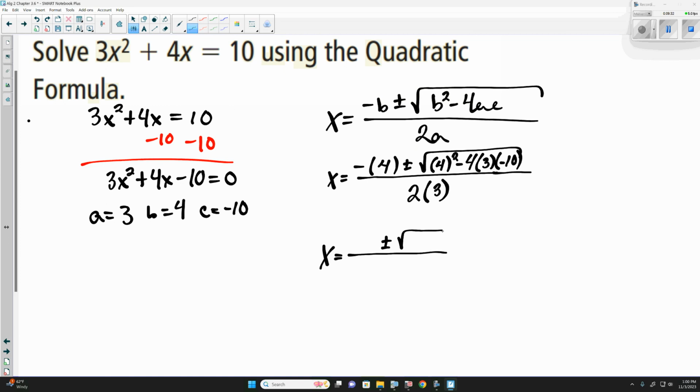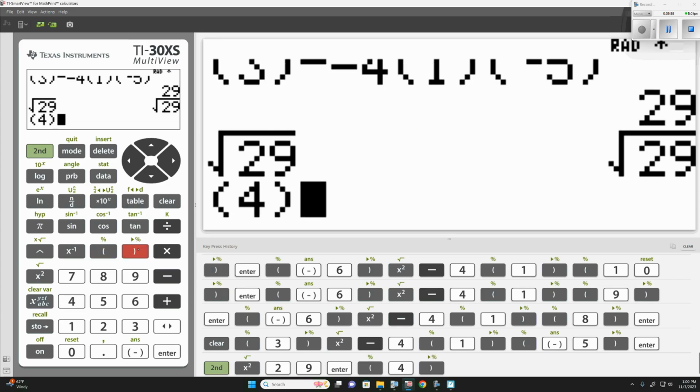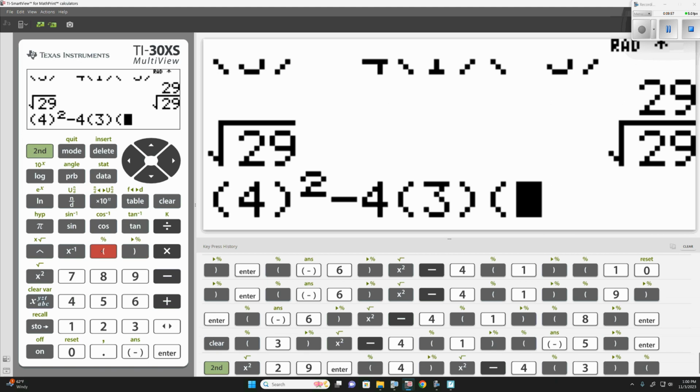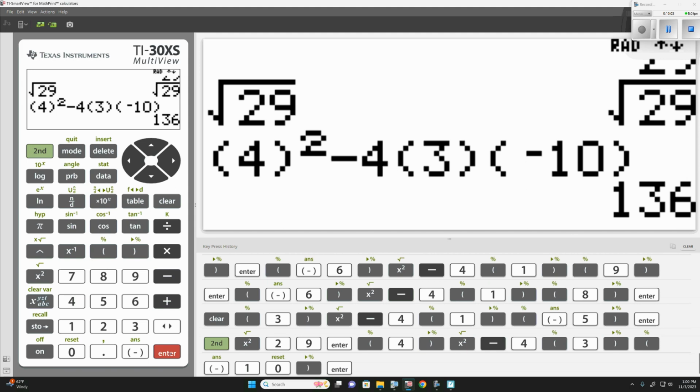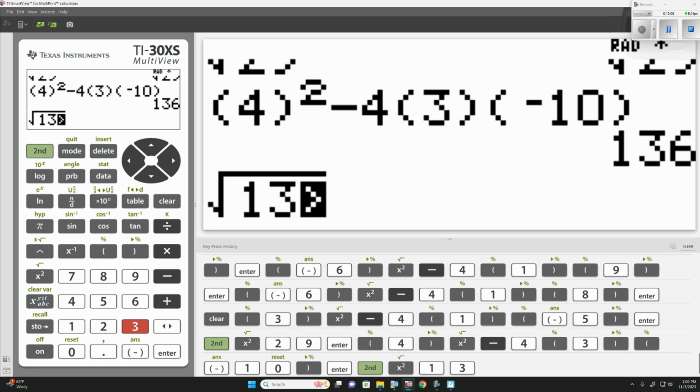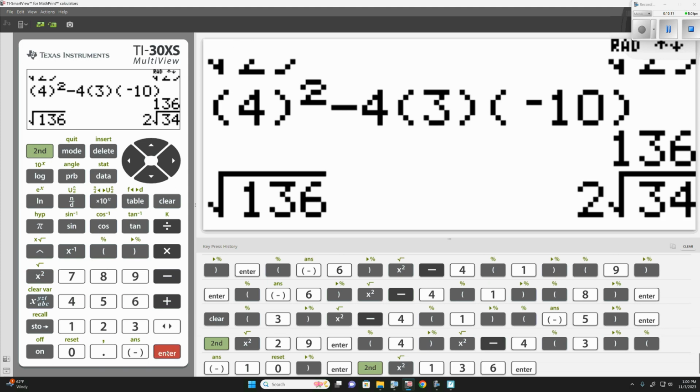Now we can do some simplifying. Our -4 is just, well, -4. Our 2 times 3 in the denominator is 6, and now we need to simplify what's inside the radical. Our 4 squared minus 4 times 3 times -10 is 136. Well, we can, because we will end up taking the square root of 136, which is 2 square root of 34.